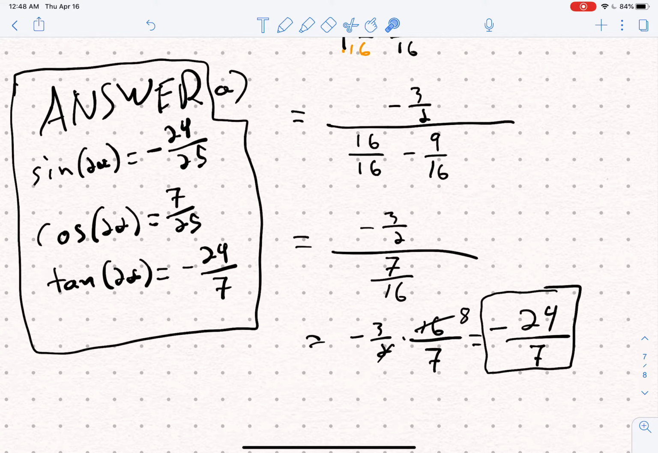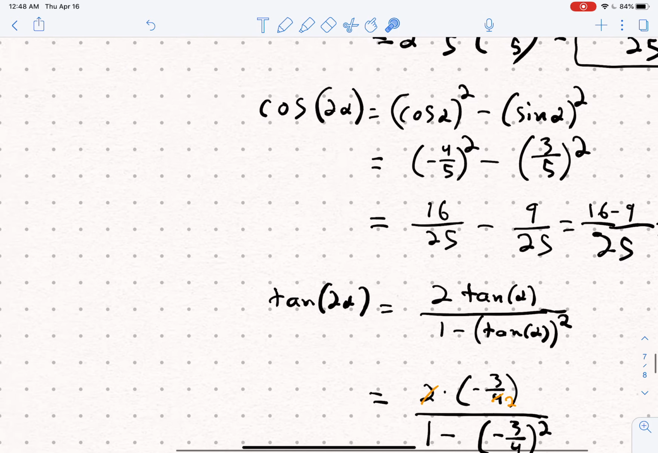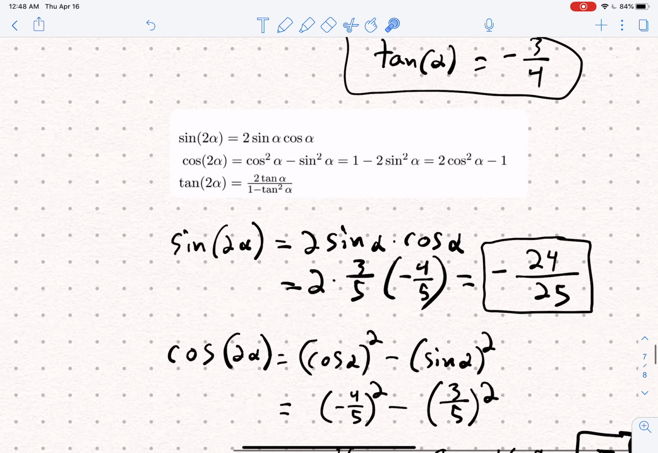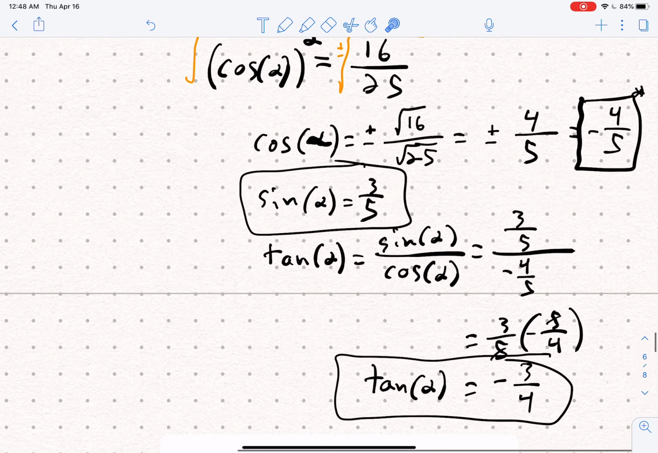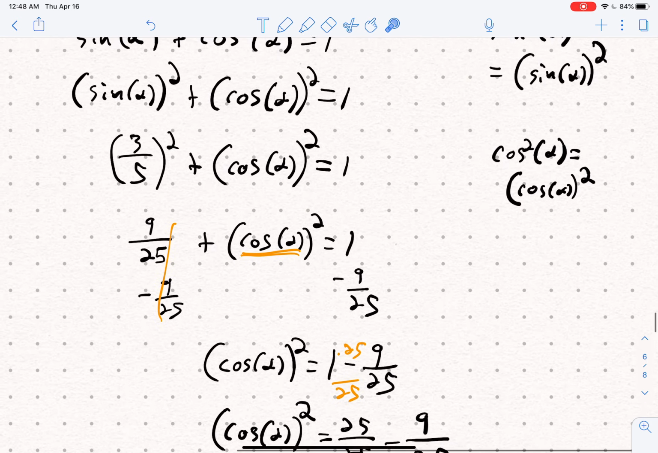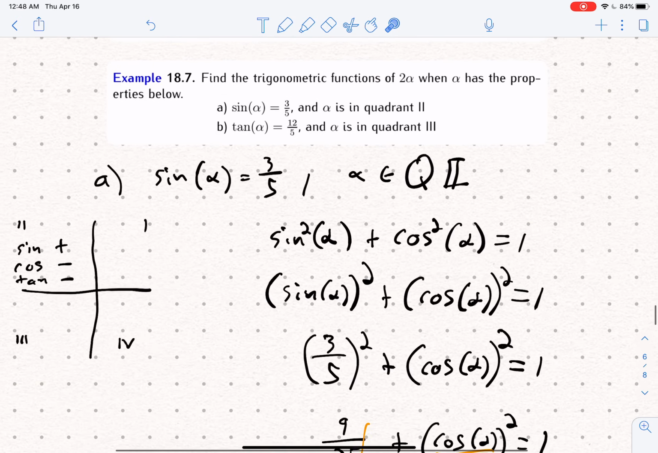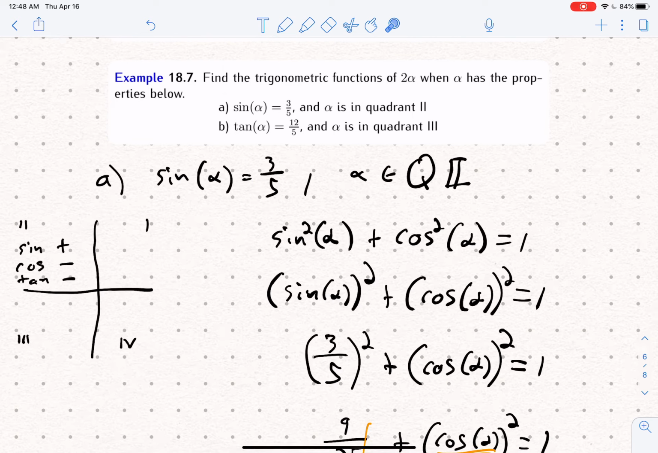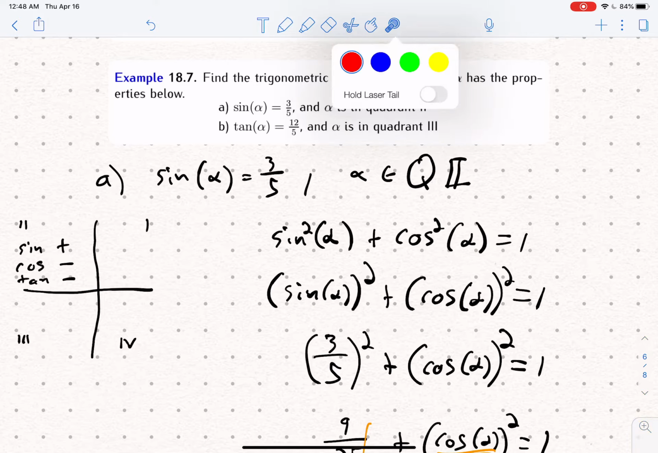Okay. So, let's take a look at the next one. This is going to be our final example of this lesson. Then it's going to be up to you guys to go ahead and work on the web work. Okay. We want to know, this is example 18.7b, find the trig functions of 2 alpha when we know that tangent of alpha is 12 over 5, and alpha is in quadrant 3. Let's go ahead and see what we can do with that.